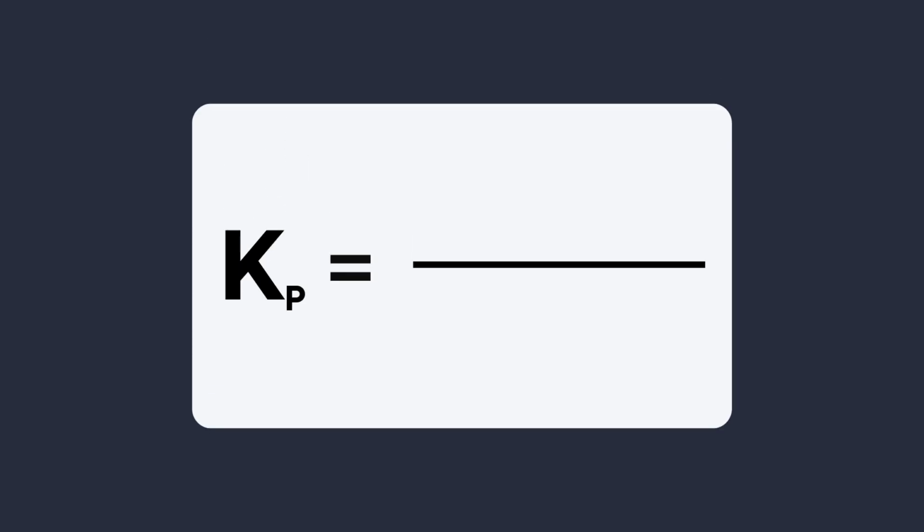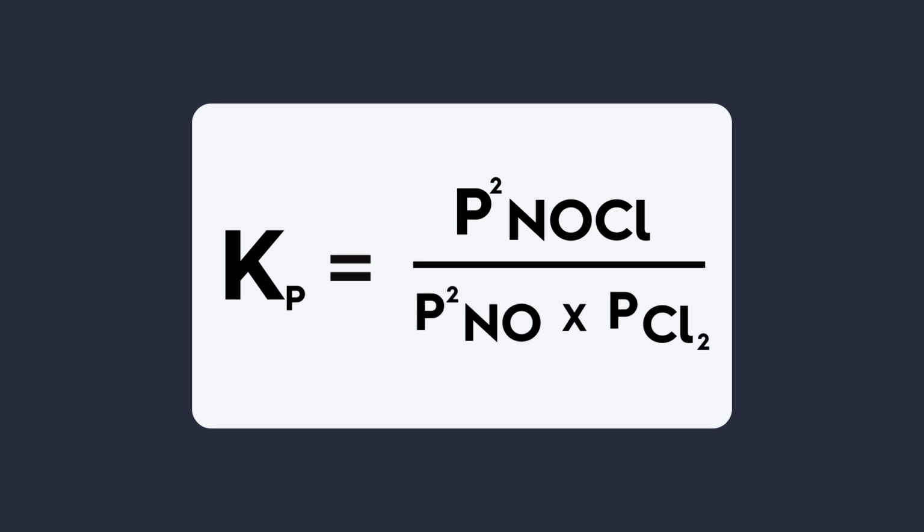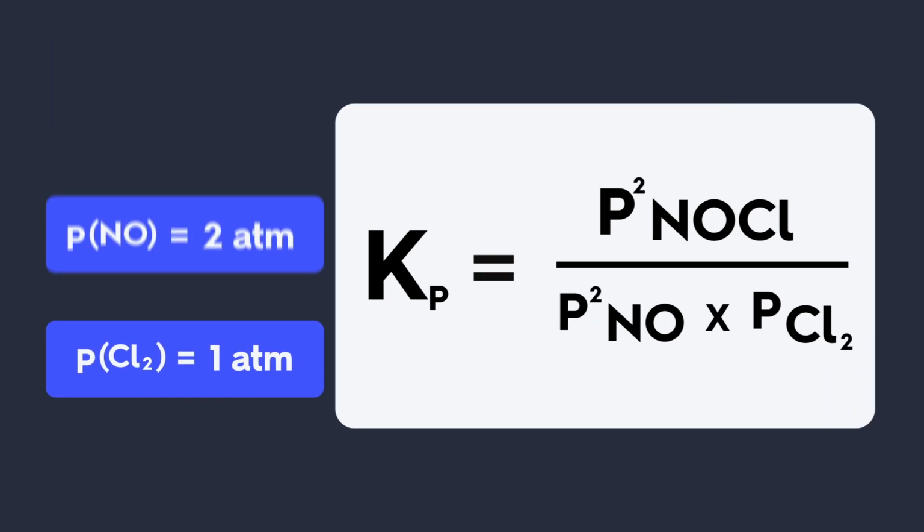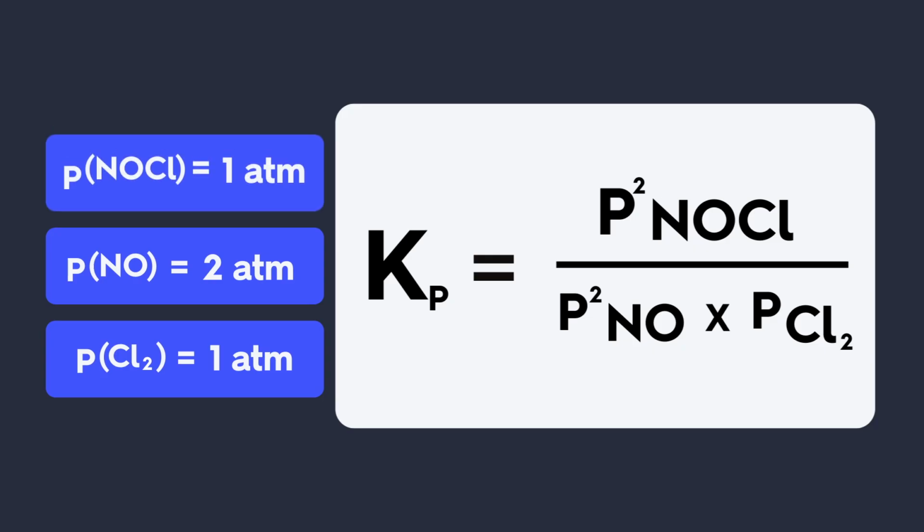Writing K sub P follows the same rules as K sub C. Products go on top, reactants go on the bottom, and exponents come from the coefficients. For this reaction, K sub P equals the pressure of nitrosyl chloride squared over the product of pressure of nitrogen monoxide squared and the pressure of chlorine. Once the expression is set, you substitute the equilibrium partial pressures and calculate the value of K sub P.